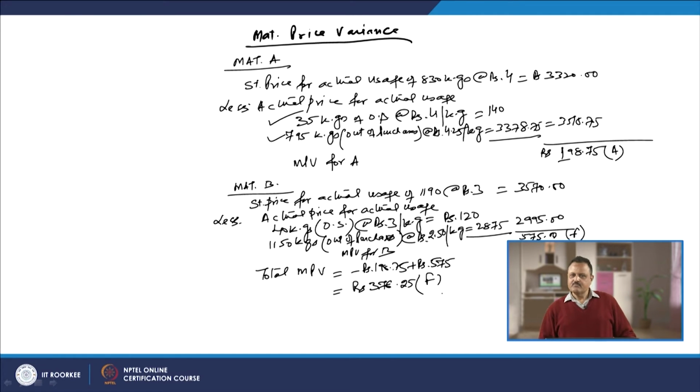So, if you talk about the price part of the product B, it has played a favorable role, but in case of the A it was a negative variance, and B was a favorable variance. So, you can say to some extent the material price variance has played a role to get the material cost variance favorable, because we got this huge amount, that is 376.25 favorable variance, that is the material price variance.